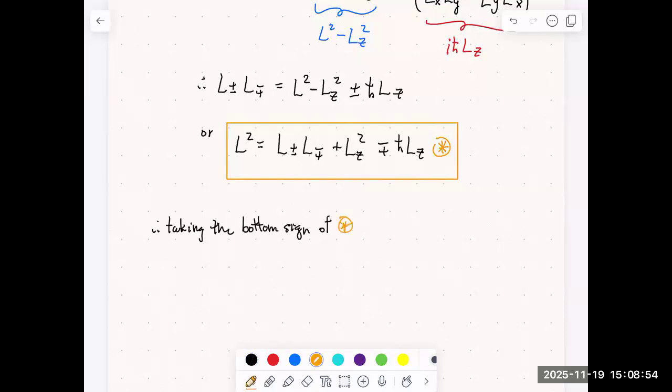So we've written L squared in two different ways. We can take the top signs or we can take the bottom signs. I'm going to choose the bottom signs now, and I'm going to take this new L squared and act on our F top. What do we know? We know that L squared has an eigenvalue lambda. But we could also say L squared is, taking the bottom sign, L minus L plus plus Lz squared plus H bar Lz.